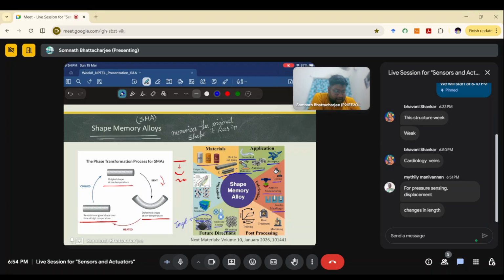So this was the basic thing that shape memory alloys have been used for over the last decade or so. We have been using them for MEMS and NEMS and in 4D printing. So 4D printing, does anybody have any idea about 4D printing?